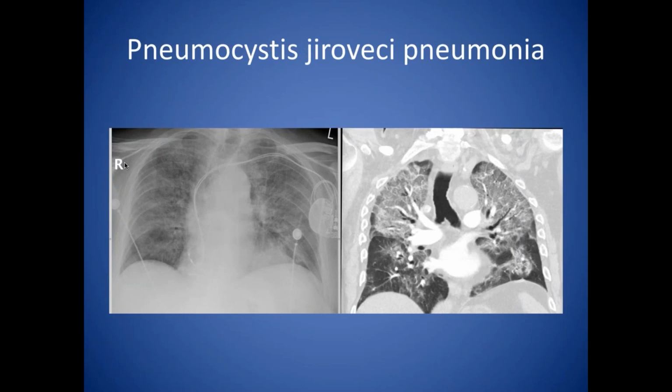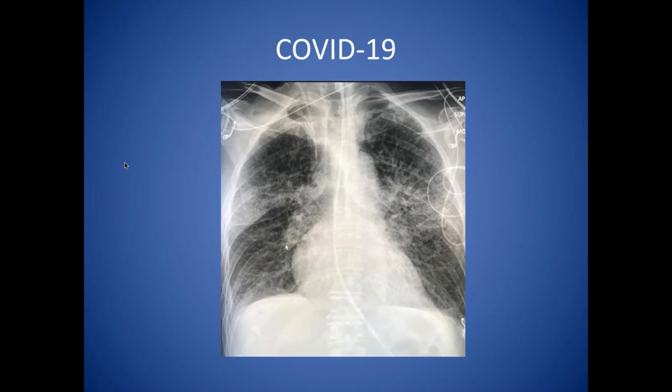Here is a patient with Pneumocystis jiroveci pneumonia. There's a ground glass change in a perihilar distribution. Don't forget that all of these X-rays need to have clinical correlation. So it has to fit with the clinical picture in order to get the right diagnosis. This is a COVID-19 patient who has got peripheral consolidation in both lungs.